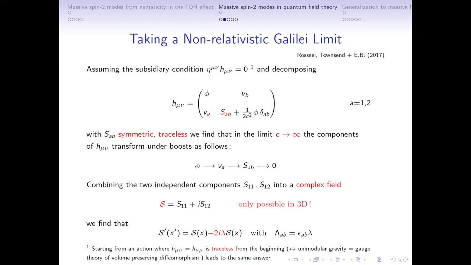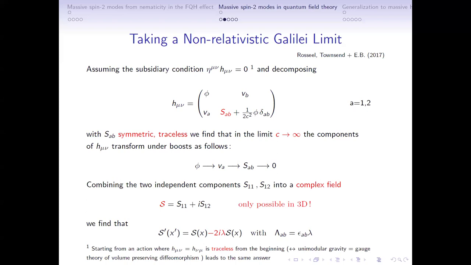That means that the boost always works in one direction. Because phi is a time component, and V_a is time-space, the time index goes to space, but not the other way around. V doesn't go back to phi. So under a boost, the transformations back are suppressed. So phi goes to V, and V goes to S, but S goes to 0 under boost. Which means that if you have these guys, it needs S. But if you take S, then you never see these guys, because it never transforms back to them. It just shows that it's sufficient to have S to build up the whole representation. So the other ones just decouple, because you see it in the transformation. S doesn't know anymore about phi and V, because the boost never can go back.